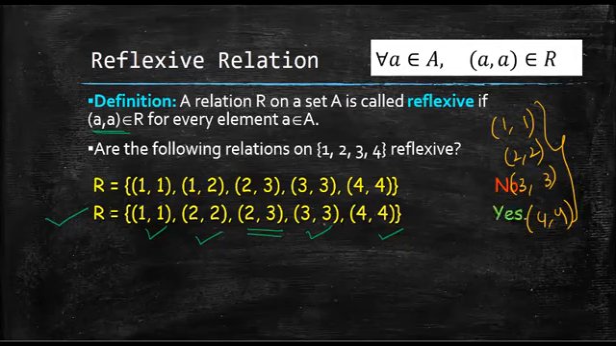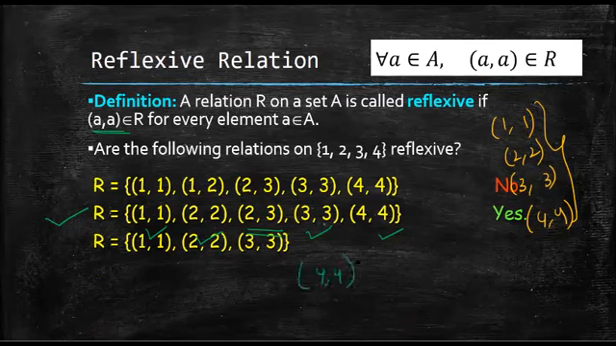Now the next relation: 1, 1, 2, 2, 3, 3. So it has the first three ordered pairs. But what about 4, 4? It does not have 4, 4. So no, it is not a reflexive relation.